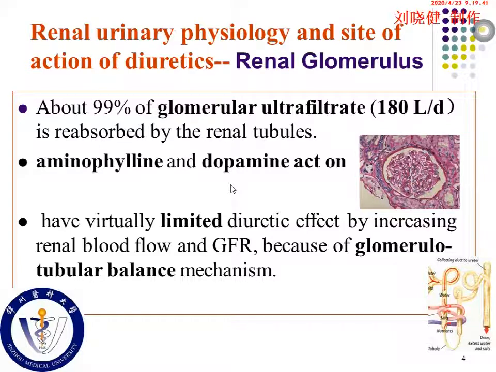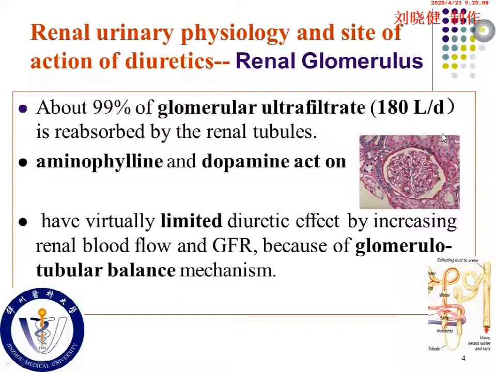Constituents except for protein and blood cells are filtered when blood flows through the glomeruli. For a normal person, the volume of glomerular filtrate is about 180 liters in a day, 180 liters in 24 hours.